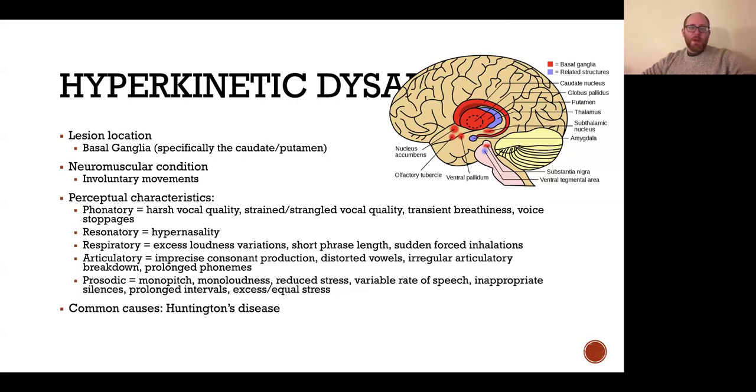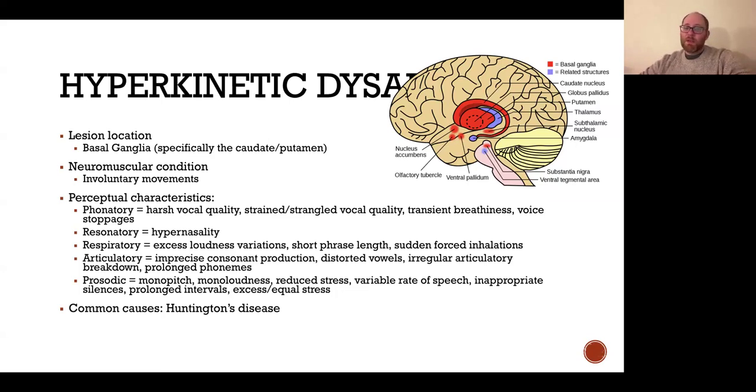Perceptually, people with hyperkinetic dysarthria have harsh vocal quality, strained, strangled vocal quality, transient breathiness, and voice stoppages. Those last two, I want you to think about that involuntary movement, and that's an involuntary movement of the vocal folds themselves. So they could be talking, and then all of a sudden their vocal folds involuntarily slam open, and then they have transient breathiness, but they also have their voice stoppage too, where they just can't get a voice out.